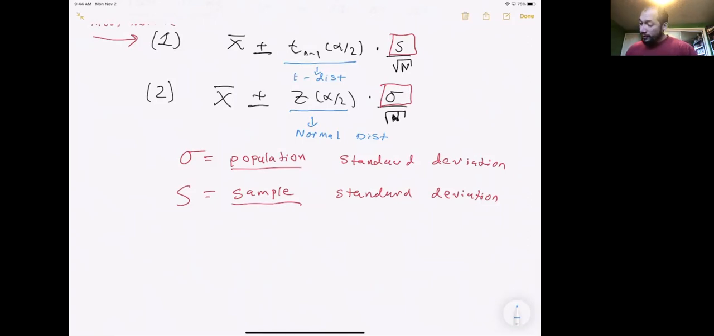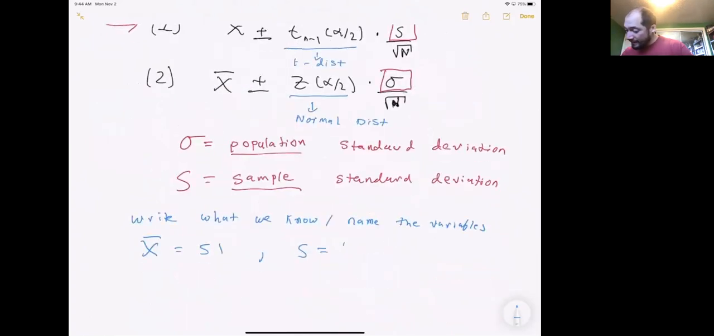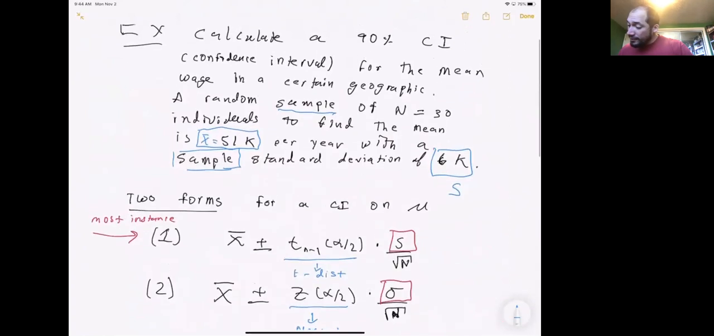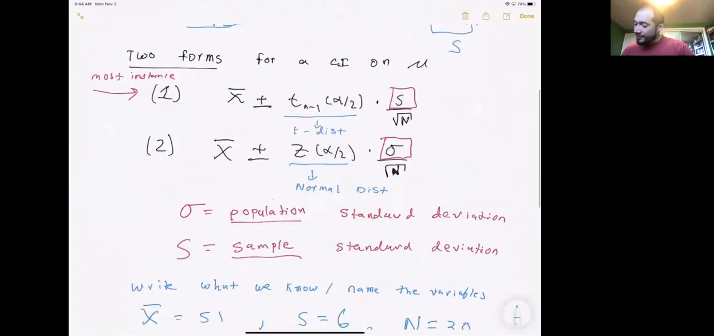Okay, so I'm just going to write what we know. And in the PowerPoint slides, I call this name the variables. So I know that x bar is 51. I apologize for my poor handwriting. We know that the sample standard deviation, S, is 6. We know N is 30. And we also know that I want a 90% confidence interval.